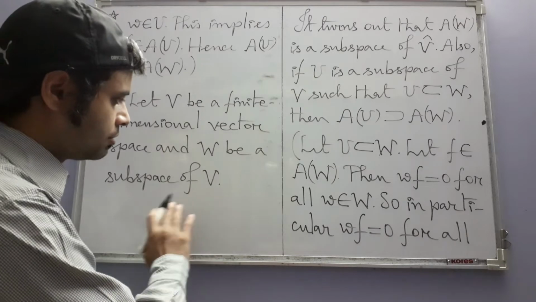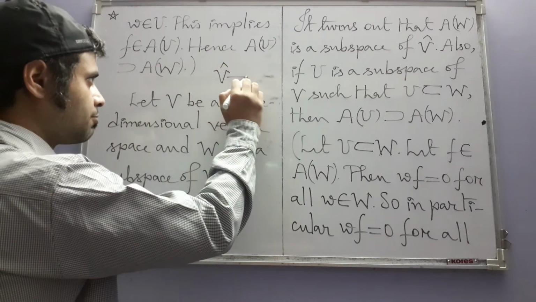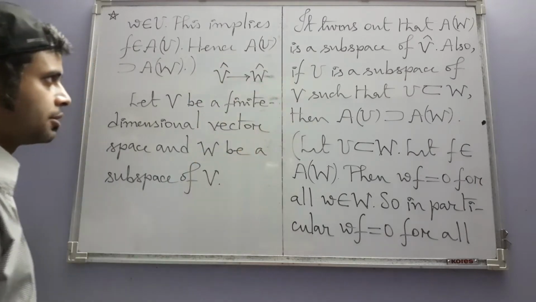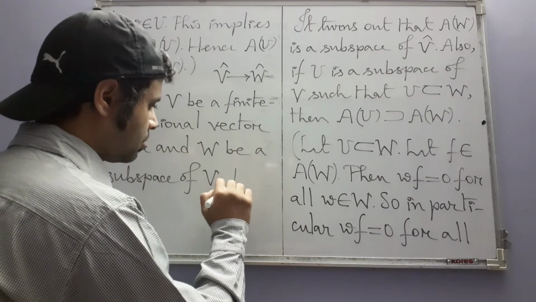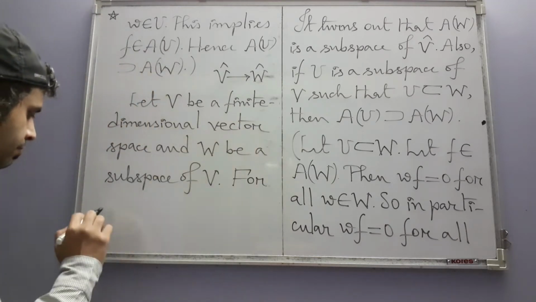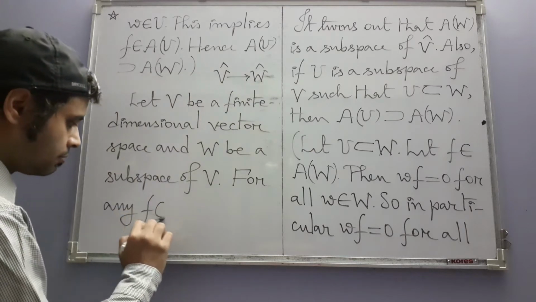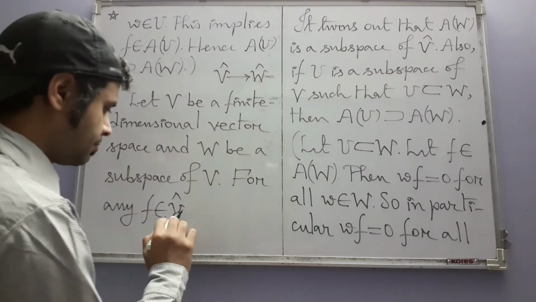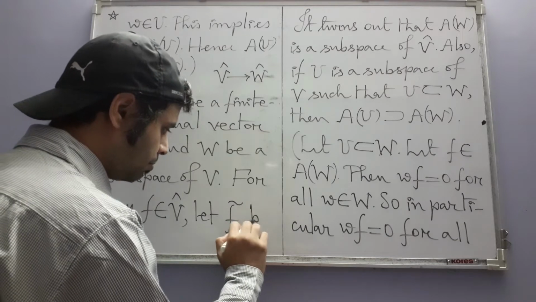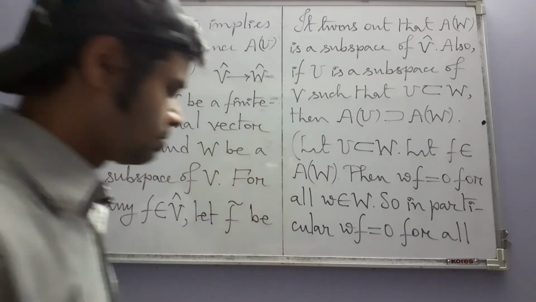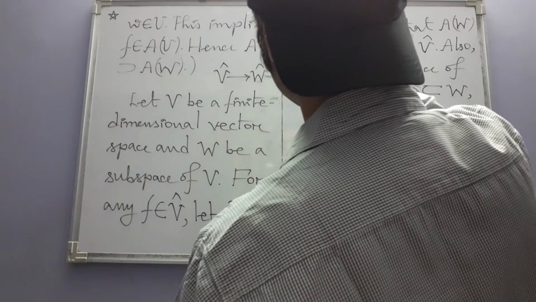So let us first of all try to define that function. So we are trying to define a function from the dual space of V into the dual space of W. For any element, so that means our input is going to come from here, f belonging to V hat, let f tilde be the restriction of f to the subspace W.